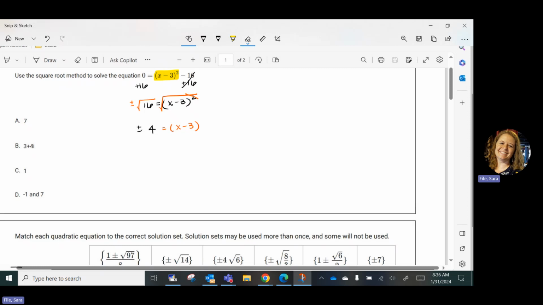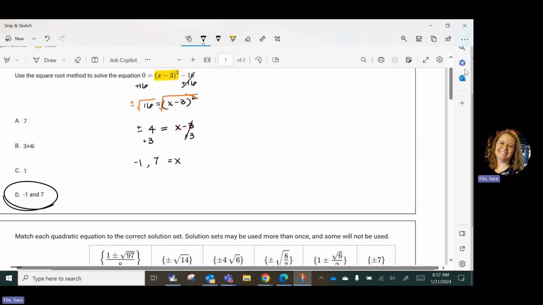Technically, I can just drop these parentheses. I don't need those because all that's left over there is x minus 3. So I've got positive or negative 4 is equal to x minus 3. The whole point is to solve for x, so I still need to move that minus 3 over, so I'm going to add it. What you do to one side, you do to the other. Remember, you're taking the positive 4 and adding 3 and the negative 4 and adding 3. So 4 plus 3 is 7, and negative 4 plus 3 is negative 1. So that one had 2 solutions.